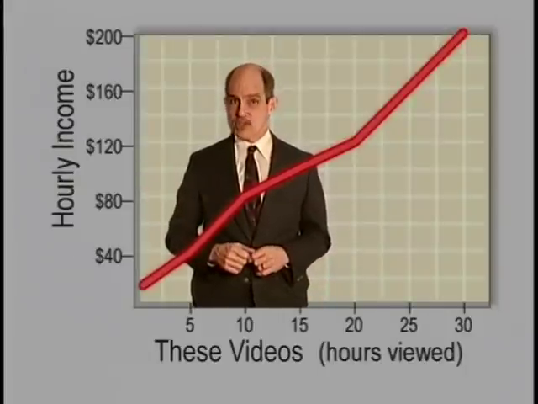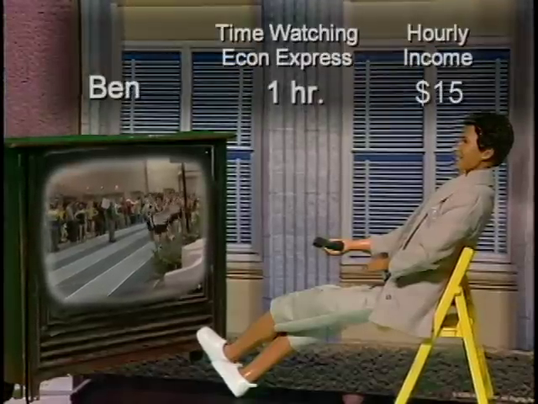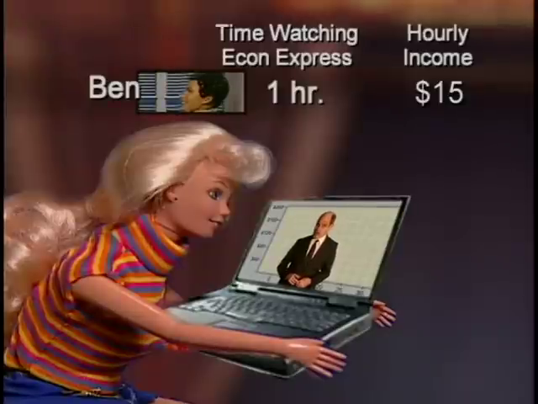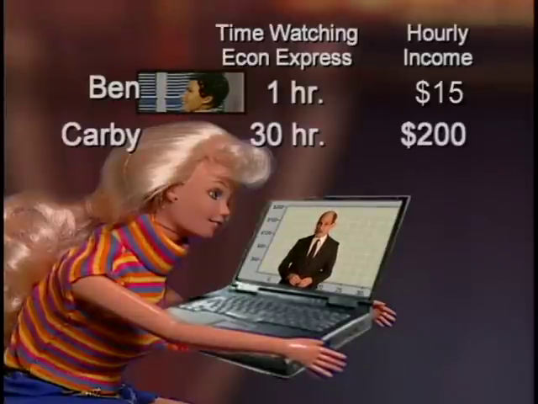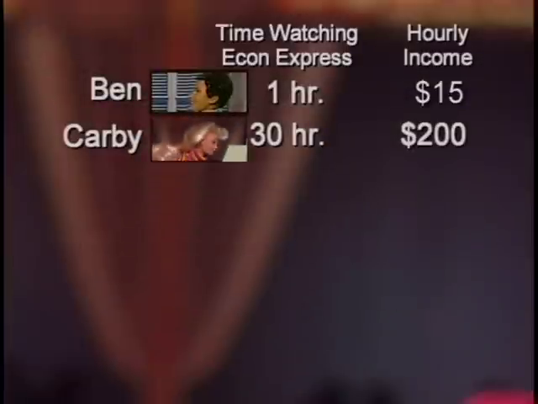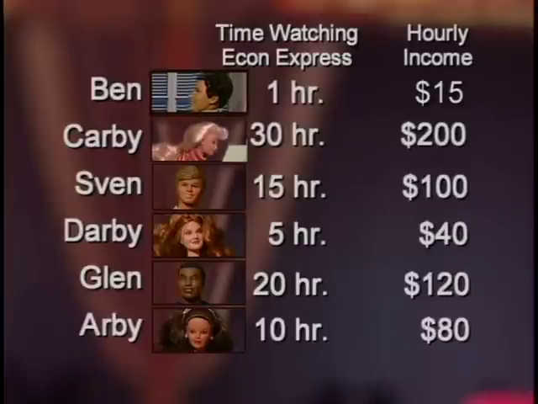Well, let's wipe the slate away and start with the data, the numbers themselves. Let's say Ben here watched our videos for 1 hour and now earns $15 an hour working in a toy store. His pal Carby, on the other hand, eyes glued to the tube, watched these videos for 30 hours, and Carby earns $200 an hour after graduation as chief economist of a giant toy maker. Here are the numbers for Sven, Darby, Glenn, Arby.